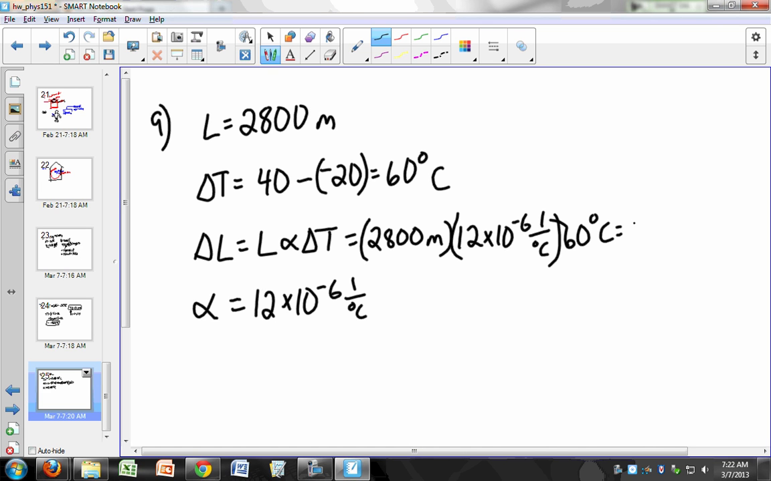I get 2 meters. 2 meters. This bridge changes going from minus 20 to 40 degrees Celsius. 2 meters in length.